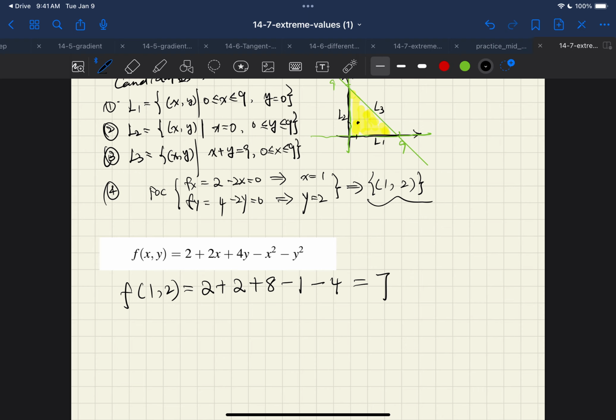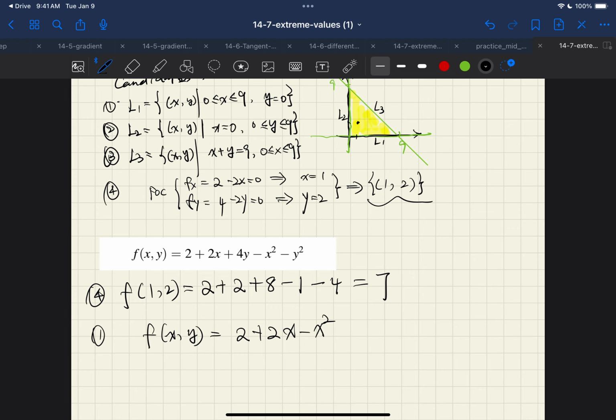And also along this line, in other words, what the function values are along this line, or you can think of the height of the mountain surface along this line. So this is for L1, along L1, f(x, y) is, because y equals 0, so those terms are 0, just 2 plus 2x minus x squared.